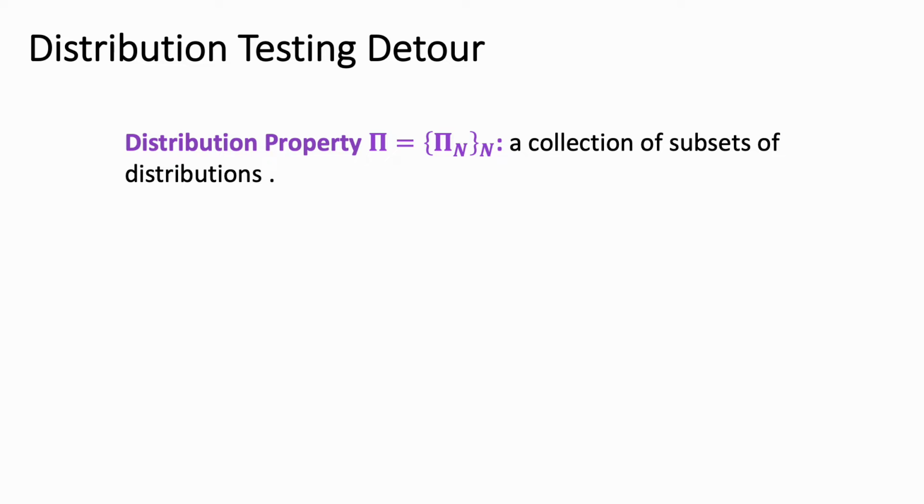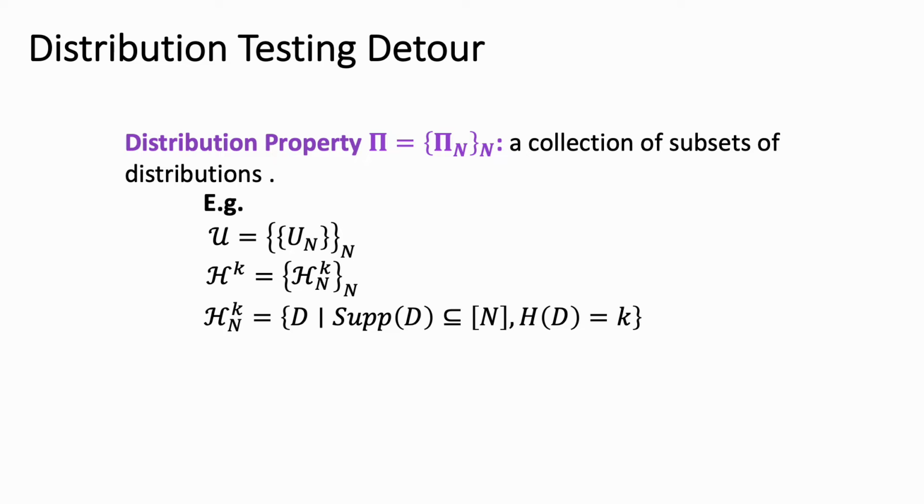For example, consider the property of being uniform over the entire domain. This property is the family of singletons of the uniform distribution over n elements for each n. Similarly, the property of having entropy k is the collection of distributions with entropy k, again indexed by the domain size. Lastly, we call a property label-invariant if permuting the domain does not change the property at all. For example, the two properties above are label-invariant, since renaming the domain elements doesn't change the entropy, nor does it make a distribution uniform over n elements not uniform. While the property, for example, of assigning half the mass to the first element of the domain is not label-invariant.